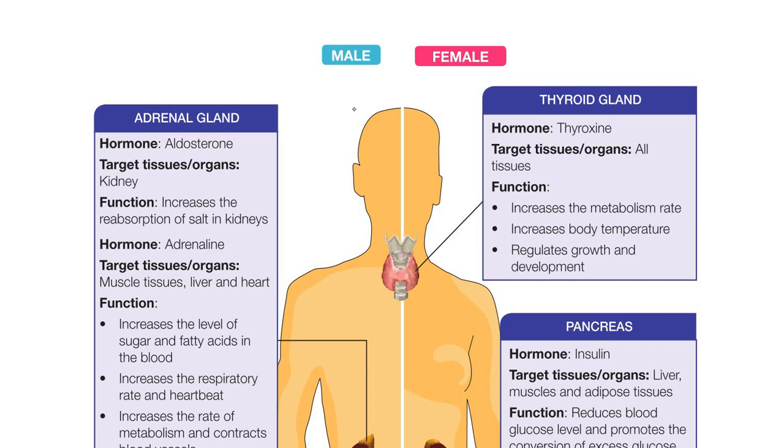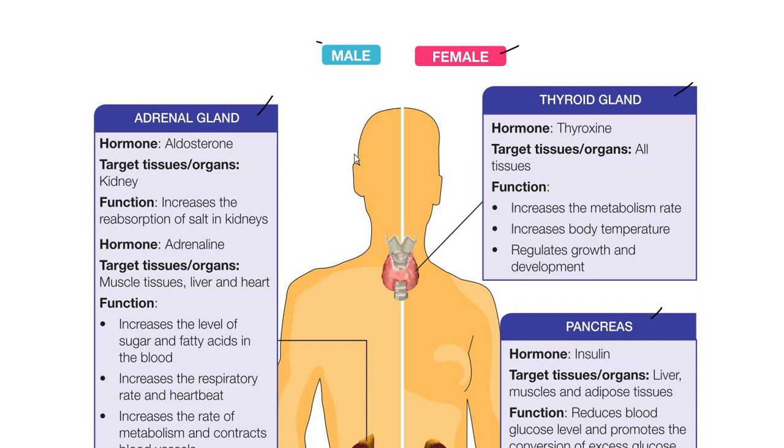Let us proceed to the hormones that can be found in our body. We have hormones that can be found in both male and female, so they will be colored with the blue. The blue color here shows that the hormones can be found in both male and female. The pink color means the hormone can be found in female. The green color means the hormone can be found in male only.